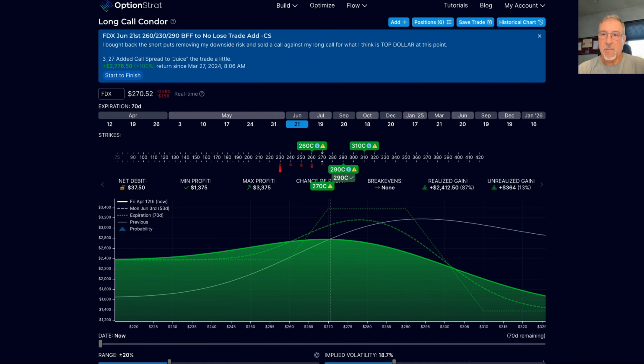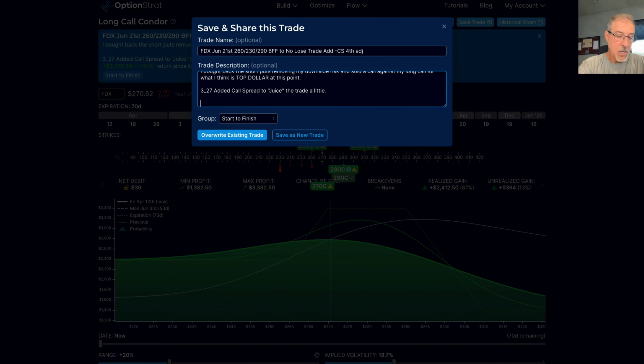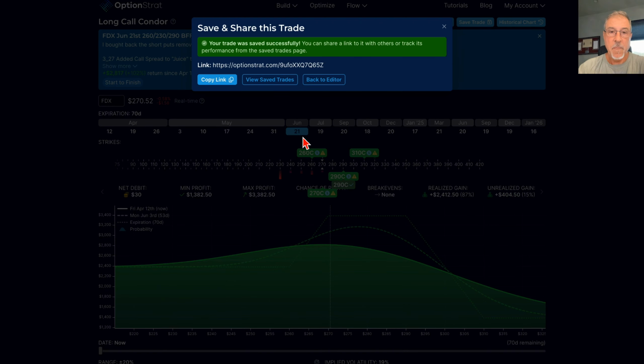And let me just save this. And I'll call this fourth adjustment. And here we are. Let's see, the date today is the 12th. Added fourth adjustment. And again, I will save this as a new trade, and I'll copy that link. I'll share that link for everyone to pull this into your account in OptionStrat and take a look at it and just see how things play out here.